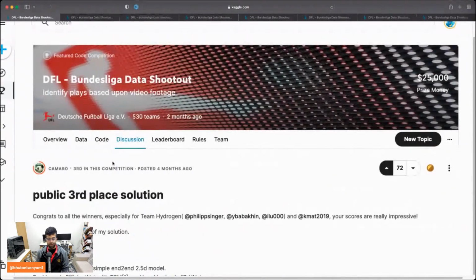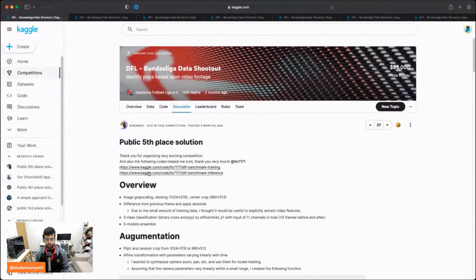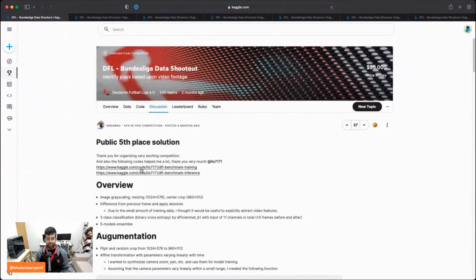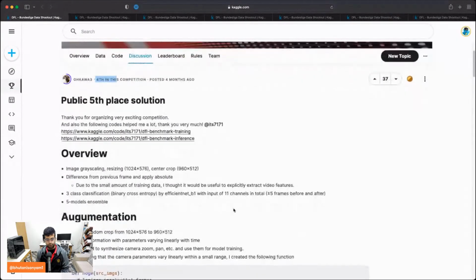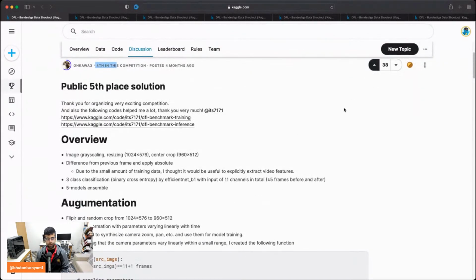So this was the third place solution. Let's move on to the fourth place now. It says public fifth, but if you look here, it was fourth on the private. I think this was quite a short read, so let's read through this.